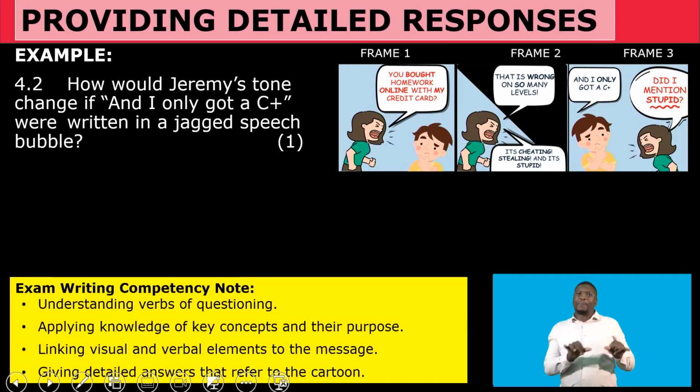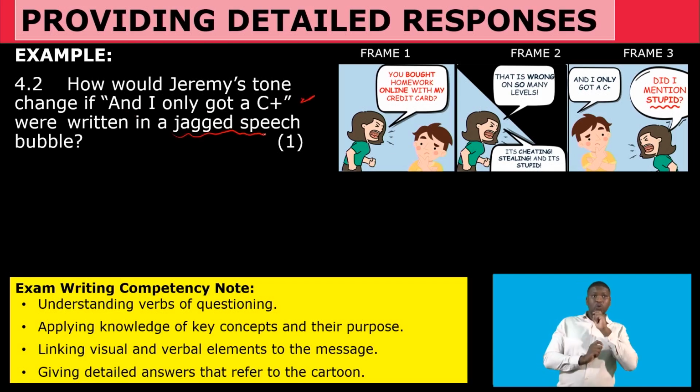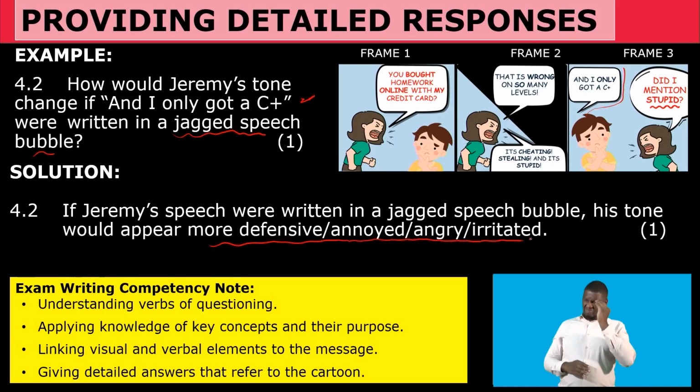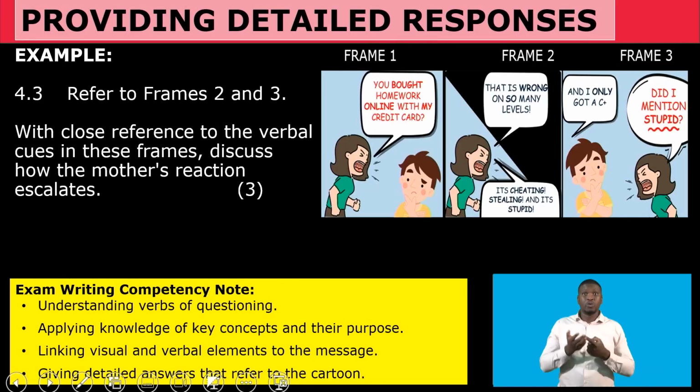Question 4.2, how would Jeremy's tone change if "and I only got a C+" were written in a jagged speech bubble? So we go to frame 3 and we look at Jeremy's speech. "And I only got a C+." Now that's a normal speech bubble. We know that jagged edge speech bubbles show emotions. And what emotion would it show? That's what the question requires. It would definitely change his tone to being more defensive, annoyed, angry, or irritated. 1 mark, a very simple use of your knowledge of speech bubbles.